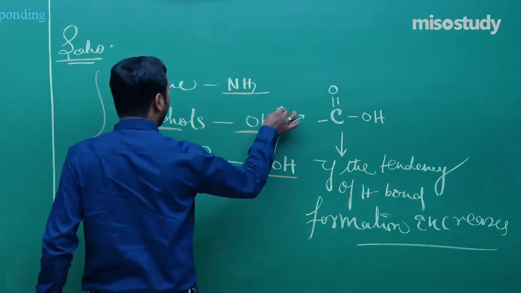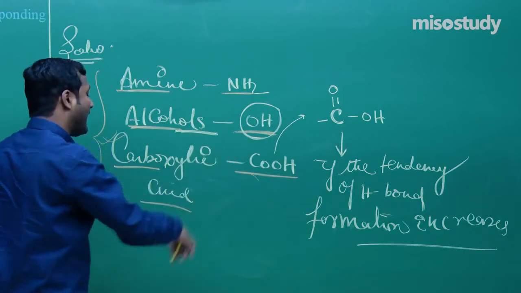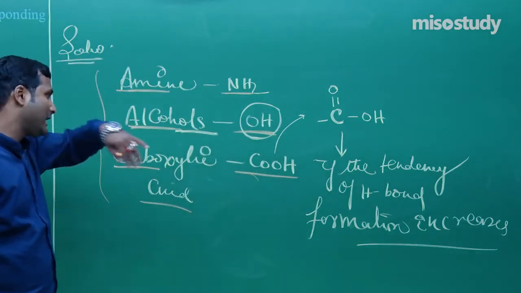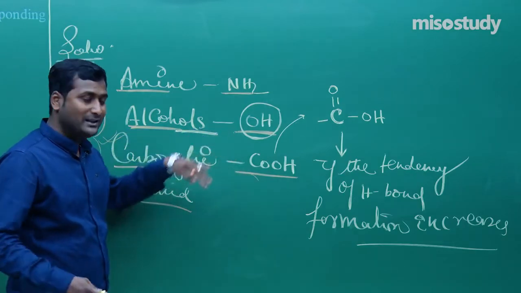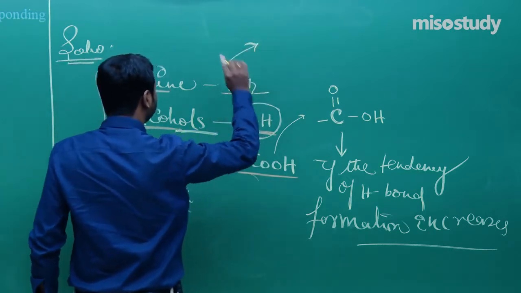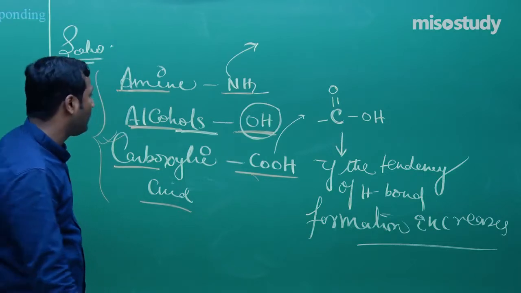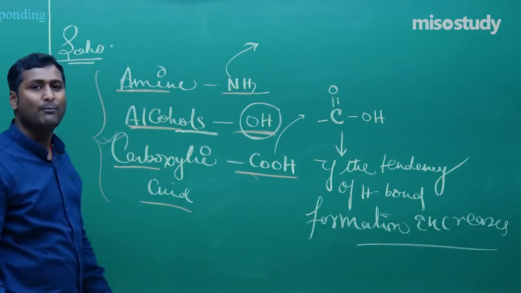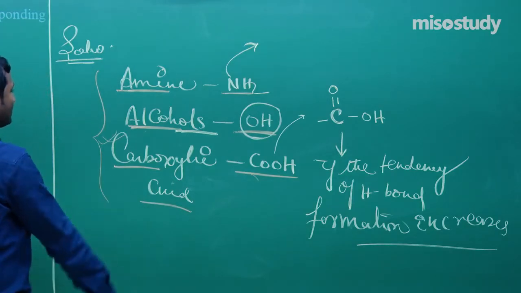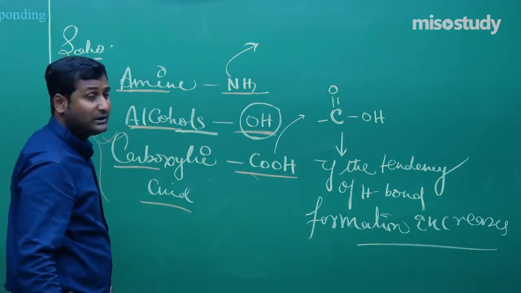Then there comes OH, that is alcohol. After carboxylic acid, the hydrogen bond formation is better in case of alcohol, that is the OH group. Then there comes amine. Here also there is a tendency for hydrogen bonding, but the ease of formation of hydrogen bond is less than alcohol and carboxylic acid. So which will have more boiling point? Carboxylic acid. And which will have less boiling point? That is amine.